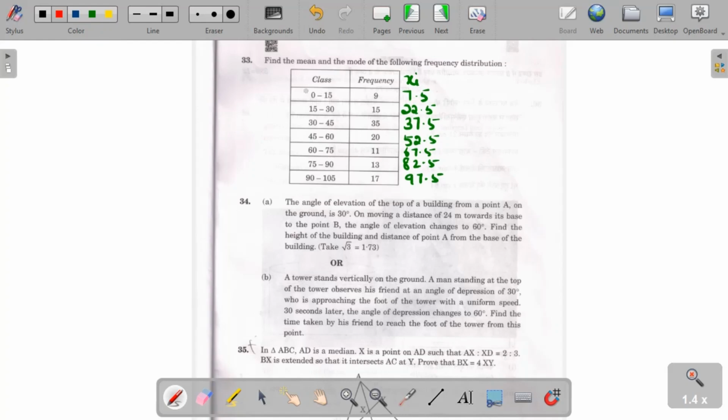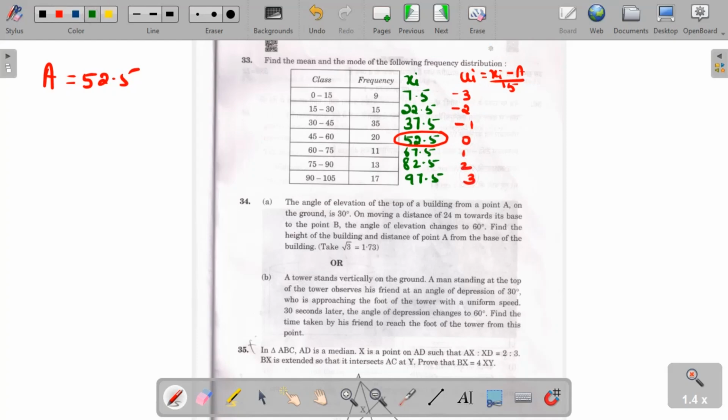So first let's count the number of class intervals: 1, 2, 3, 4, 5, 6, 7. So I'm picking the middlemost value, which is 52.5, to be the assumed mean. So A is here going to be 52.5. I'm going to compute ui, which is xi minus A divided by 15. So if you take the first case, this value will be equal to minus 3, because 7.5 minus 52.5 divided by 15 is minus 3. Similarly, minus 2, minus 1, 0, 1, 2, 3.